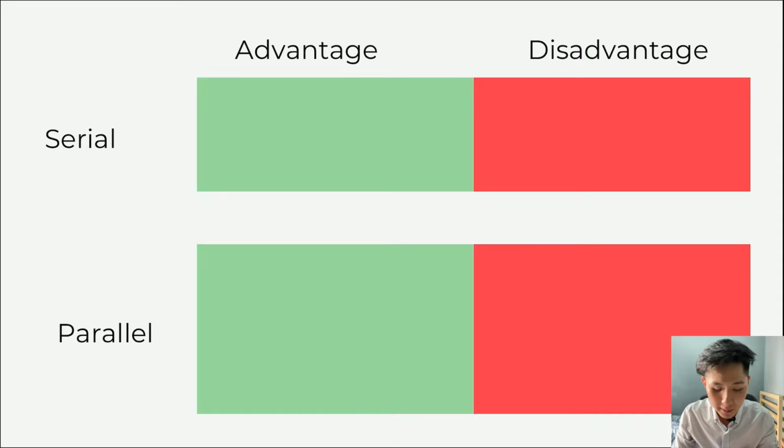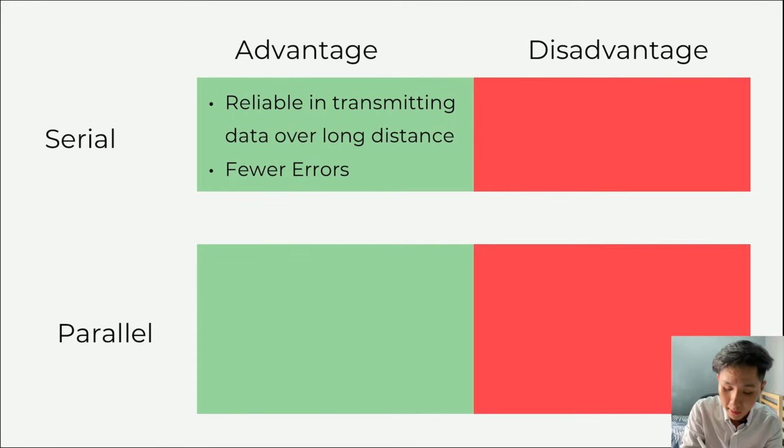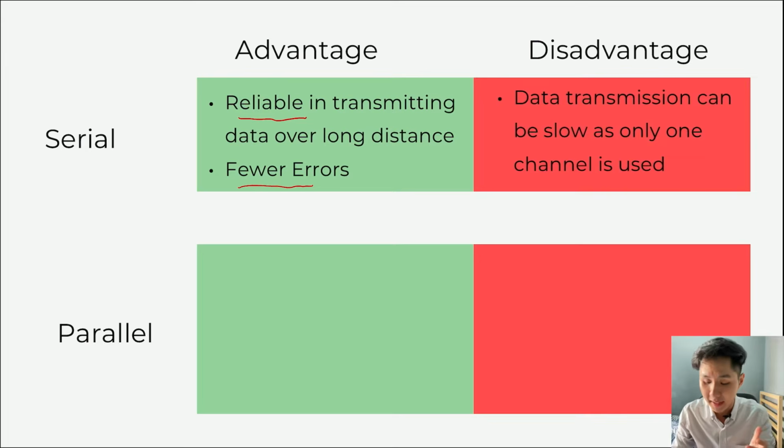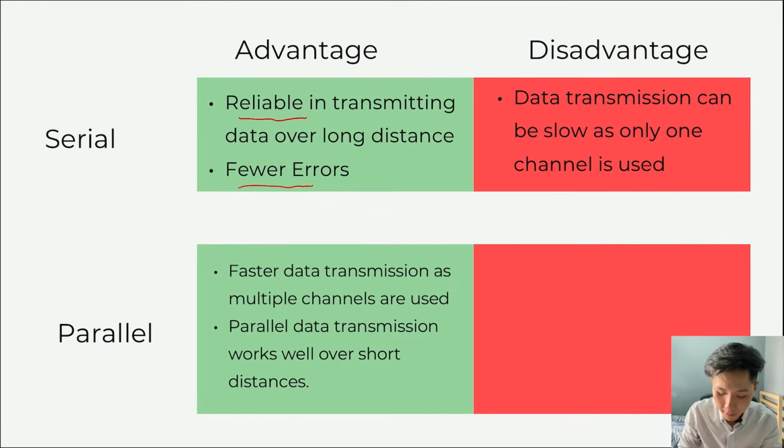The advantage of serial data transmission is that it is very reliable because data is sent one bit at a time. Therefore, there will be fewer errors. The disadvantage is that it is very slow because one channel is used. Parallel data transmission allows faster data transmission as multiple channels are used. And serial works well over long distances, whereas parallel works well for short distances.